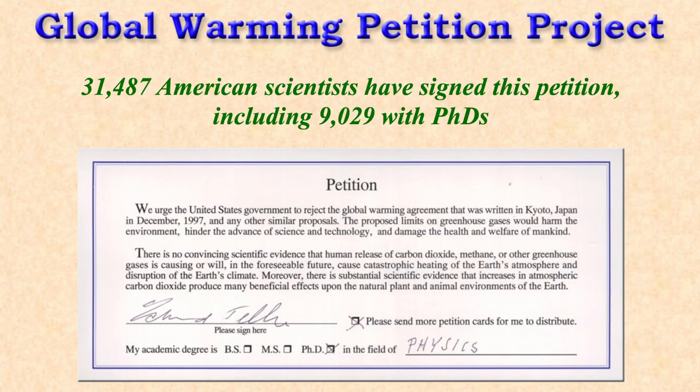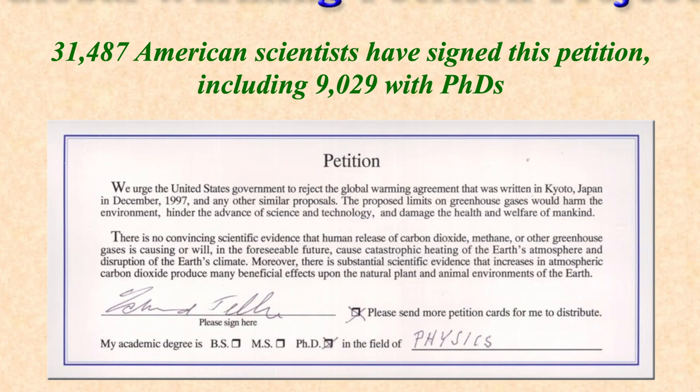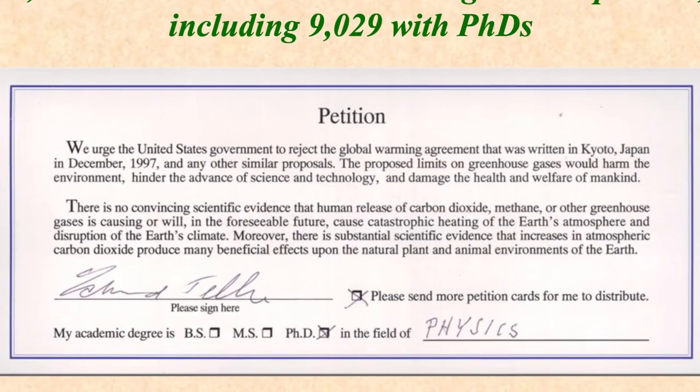I'll point to one last piece of evidence about disagreement, and this is my favorite. This is called the Oregon Petition. 31,478 American scientists, including 9,023 with PhDs, signed this petition. It says, in part, "There is no convincing scientific evidence that human release of carbon dioxide, methane, or other greenhouse gases is causing or will in the foreseeable future cause catastrophic heating of the Earth's atmosphere and disruption of Earth's climate." The Global Warming Petition Project is a website where 31,000 science graduates signed a statement saying humans aren't disrupting climate.